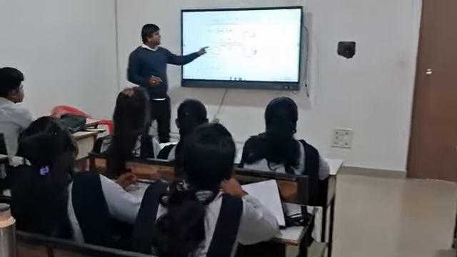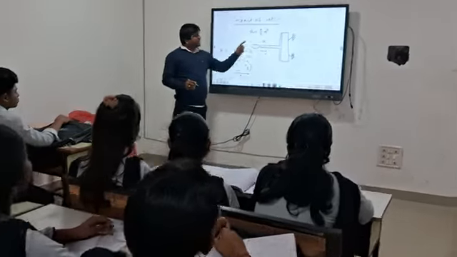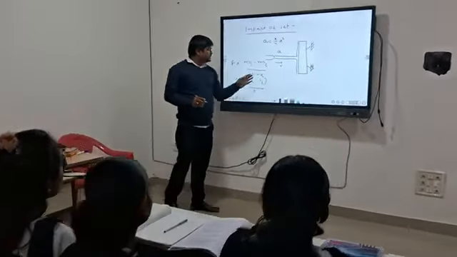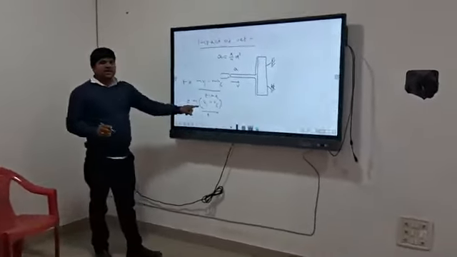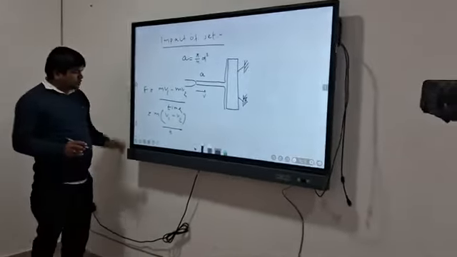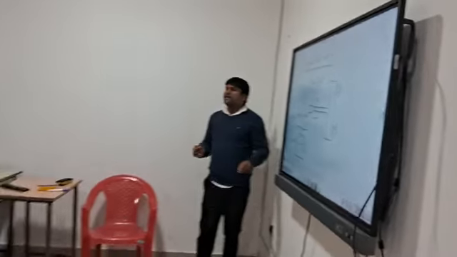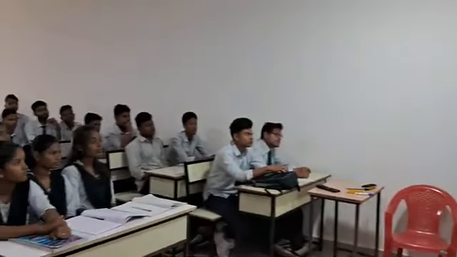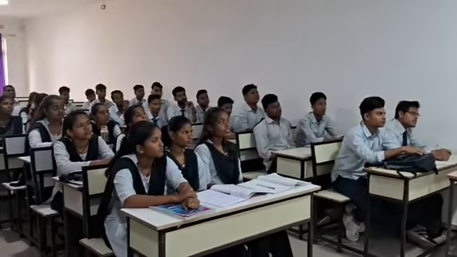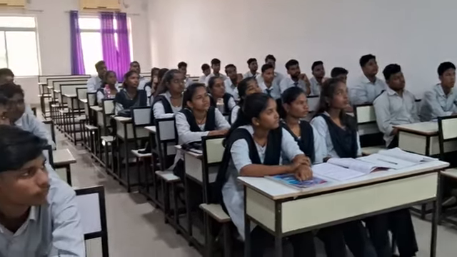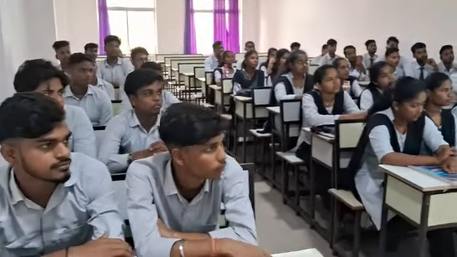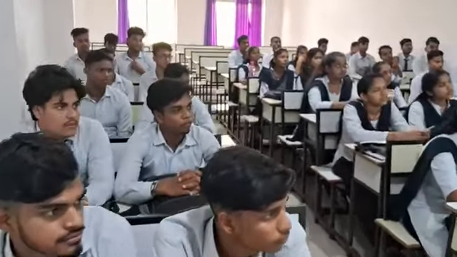But here we are calculating the force exerted by the jet on the plane. That's why we are taking initial velocity first and final velocity second. So m by t. What is m by t? m by t is mass flow rate. This is mass flow rate. So mass flow rate is mass divided by time.